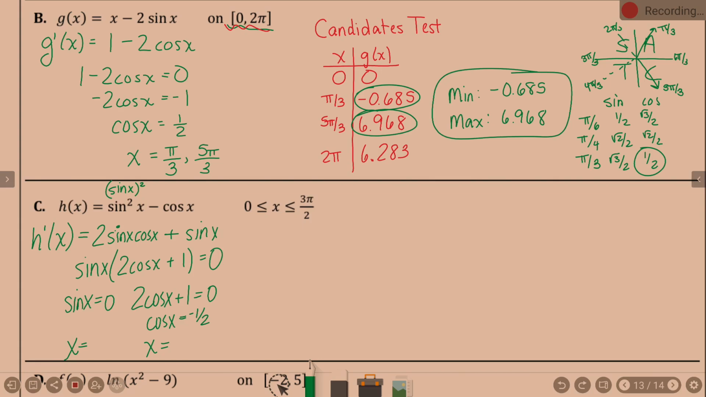Cosine x equals negative 1/2 at 2 pi over 3 and 4 pi over 3. Okay. I hadn't even done this recently enough to remember that this helps us with the next problem, but here were our positives, yes? Yeah. So here are the negatives. So 2 pi over 3 and 4 pi over 3.